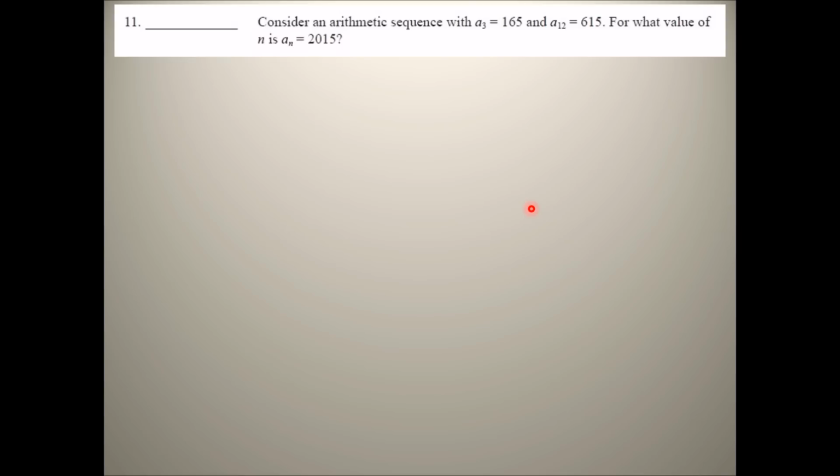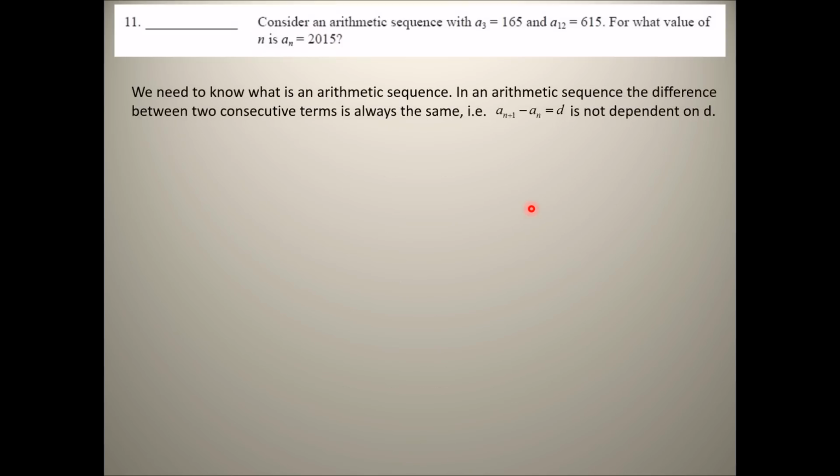Number 11. Consider an arithmetic sequence with a3 equals 165 and a12 equals 615. For what value of n is a_n equal to 2015? Now, before we begin, we need to know what an arithmetic sequence is. In an arithmetic sequence, the difference between two consecutive terms is always the same. So basically, a_(n+1) minus a_n is equal to d, and d is not a dependent factor, so d is just on its own, it doesn't change.